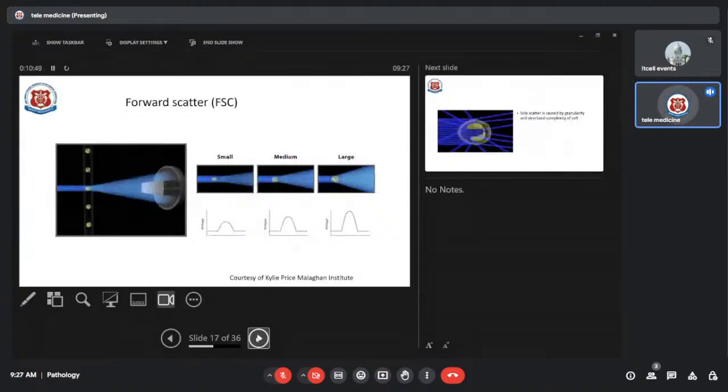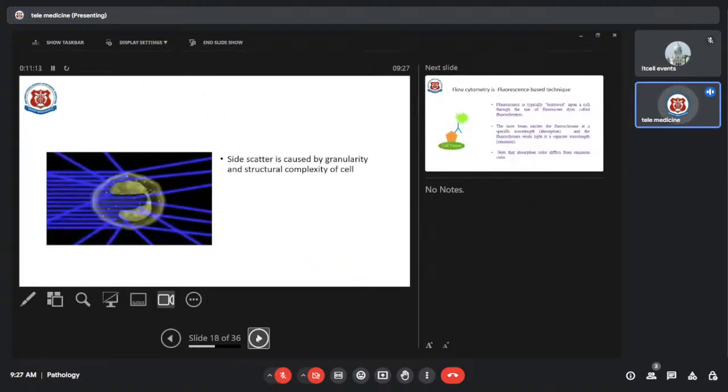Okay, so this is how the image is generated. Suppose this is a cell passing through the laser. If the cell is small, you will get a small voltage pulse. If the cell is of medium size, the pulse is larger, and as the cell increases in size, the voltage pulse increases. So this is how you measure size on the forward scatter. And about the internal complexity, internal granularity or lobulations of the cell, you see that on the side scatter.